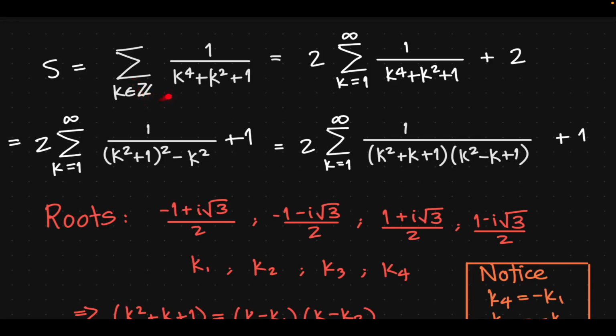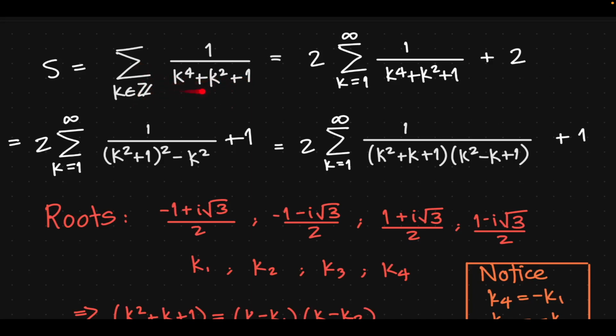How are we going to do that? Notice there's a symmetry. k goes to minus k, and this summand is invariant under such a transformation. So it's an even summand on the negative axis and the positive axis. So we can split it from minus infinity to minus 1 and the zeroth term, and then from 1 to infinity.